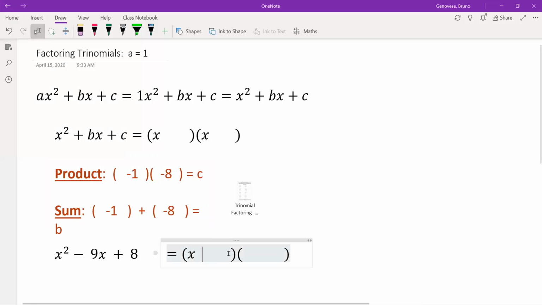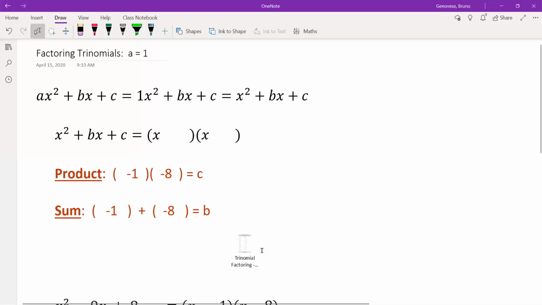So the expression you're looking for is bracket x minus 1, followed by x minus 8. And there's your factored form, just using the numbers that you have in your sum and product.